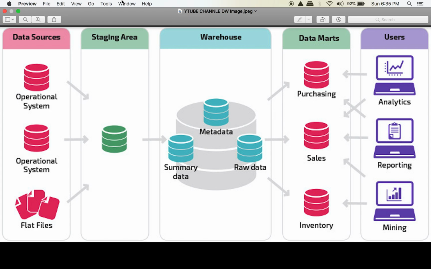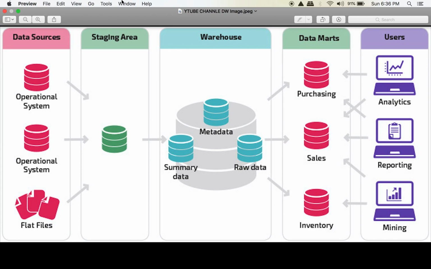Then comes the warehouse. As I said before, it's the core of any reporting system, right? It's the heart of any reporting system. The warehouse is where all the tricks, all the transformation, all the extraction, and everything will happen. All the logic is also written there. The data is loaded into the warehouse through ETL. This is another interview question that will come: what is ETL? ETL is extract, transform, and load.